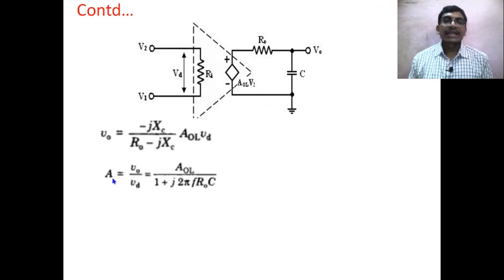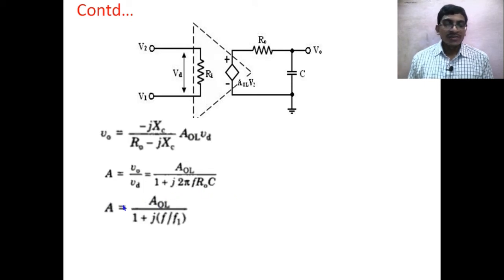Let us see the gain of this operational amplifier, which is V0 by VD. The gain is the ratio of output voltage to input voltage. Output voltage is V0 and input voltage is VD, which is equal to AOL by 1 plus j 2 pi f R0 C. If you rearrange this equation, V0 divided by VD, and apply XC, the reactance of the capacitor, which is 1 by omega C, then A is equal to V0 by VD. After simplifying the above equation, we get AOL by 1 plus j 2 pi f R0 C.